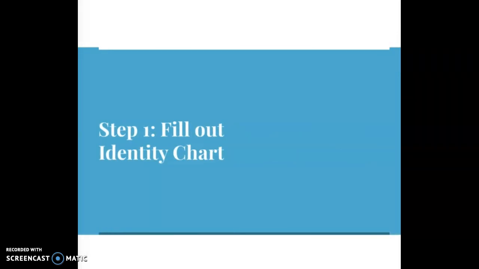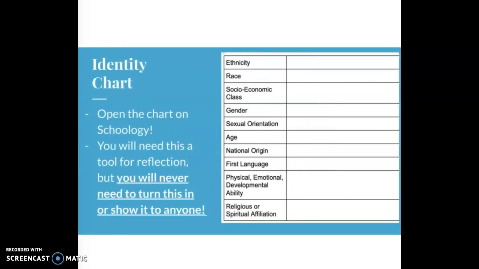So in Schoology, you'll see that you have been given a Google Drive assignment that has an identity chart. I just did that, and what you're going to want to tell them is, I did that just so everyone has their own chart to fill out. That's why it's created as a Google Drive assignment. You will need this for reflection, but you're not going to have to turn this in. You're never going to have to turn this in or show this to anyone.